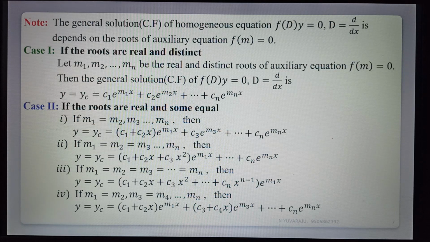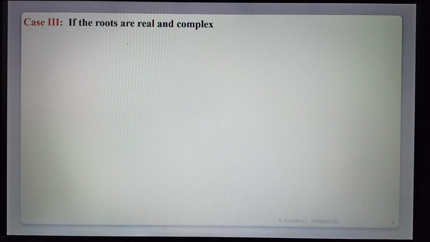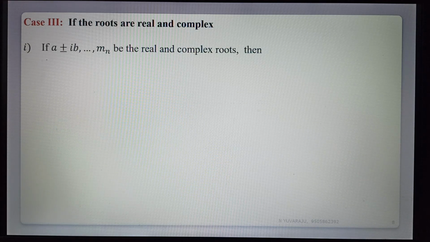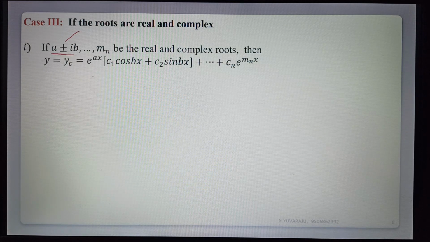Next, case 3. If the roots are real and complex roots. Complex roots means a plus ib. A plus ib is a complex root and its conjugate is also a root, a minus ib is also a root, that is a plus or minus ib roots. Two roots. Here, first case 1 again: if a plus or minus ib are the complex roots, remaining real roots, then the solution is yc is equal to e power ax into (c1 cos bx plus c2 sin bx).